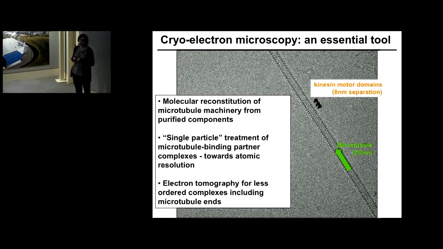We're typically working with purified tubulin stabilized by some means or another, and then adding proteins by molecular reconstitution to them. But recently we've also ventured into using electron tomography to understand the more unique structures which are formed by microtubules, for example, at their ends. So I'm going to be mainly talking about these single particle approaches, but also showing a little bit of electron tomography data too.